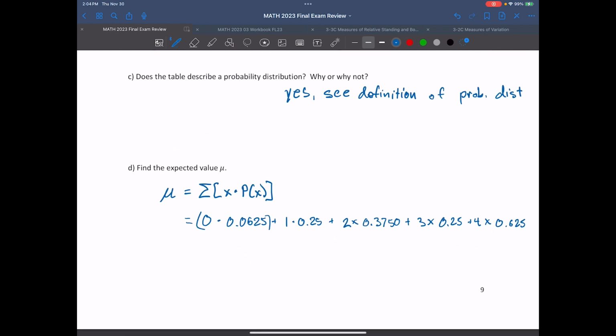Remember to do your grouping appropriately. And then if you were to work all of this out, it is going to work out to be 2.